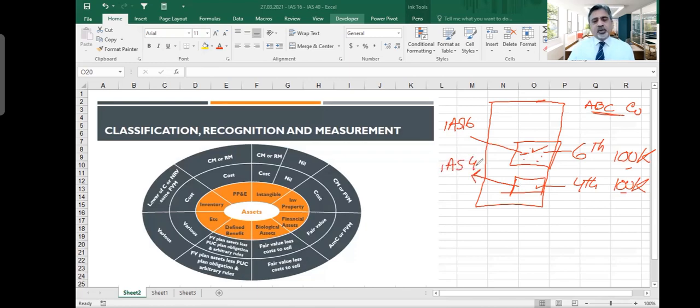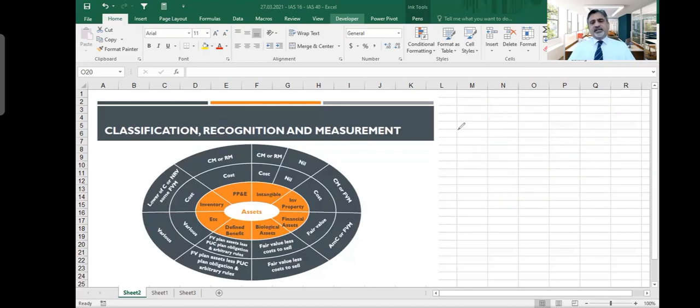So now both offices having the same value within the same building, owned by the same company, but the accounting treatment will be different. The first one which you are using is IAS 16, which is PPE. And the second one is investment property, IAS 40. So this is the first thing which you need to understand.